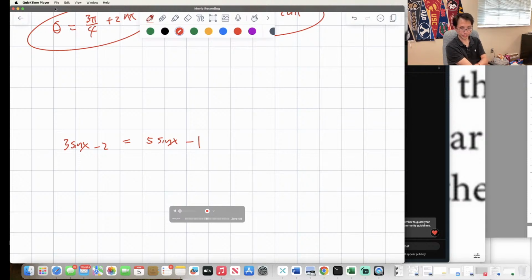Hold on a second, let me see. Yeah, that looks right. That's right. Will you be able to solve? The answer is 7 pi over 6 plus 2 m pi, 11 pi over 6 plus 2 m pi. Ian, write it down. If you don't write down stuff, I cannot help you. Yes? 7 pi over 6 plus 2 m pi, 11 pi over 6 plus 2 m pi.